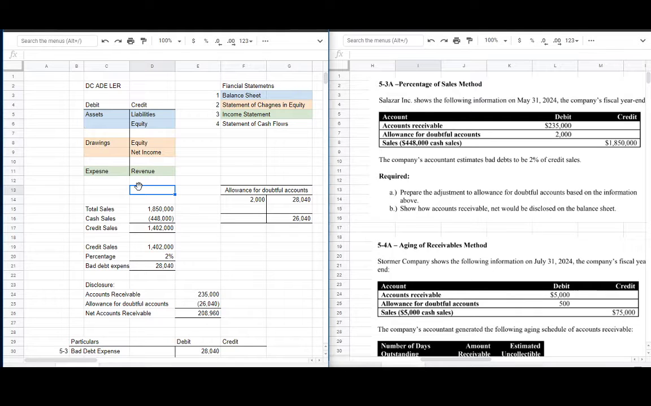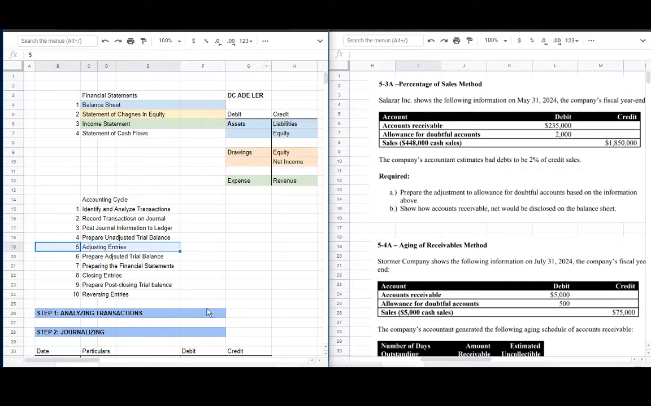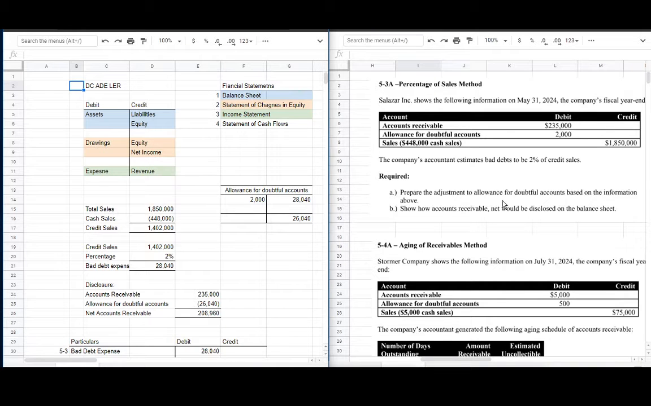And so in this video, we'll be learning about the percentage bad debt expense using two methods: the percentage and the aging of receivable methods. It is one of the adjusting entries made at the last period of the accounting cycle on December 31, and it is the fifth step of the accounting cycle. So let us start answering the problems here.